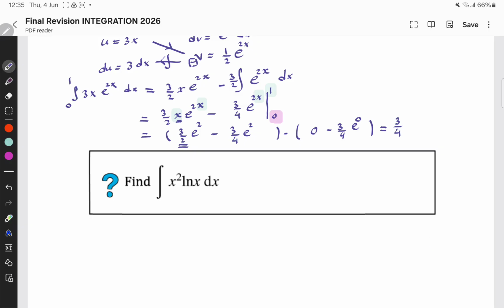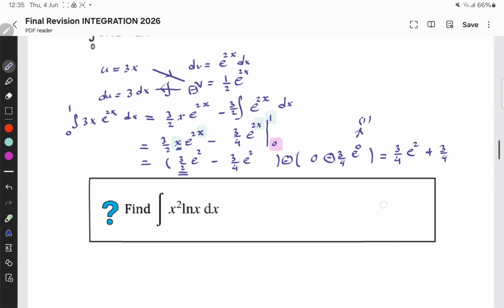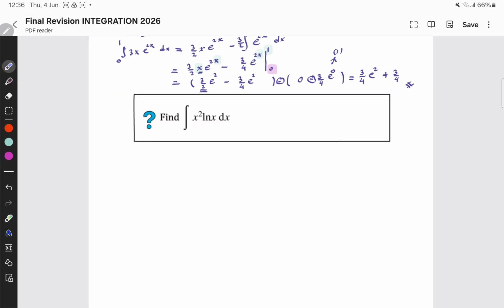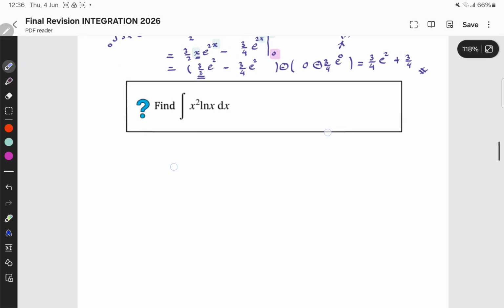3 over 2 minus 3 over 4 is 3 over 4. Minus times that minus, it will be plus 3 over 4 times e to the power 0. As you know, e to the power 0 equals 1. So that is the final answer. And maybe you get a question like that as a proof. Now we are going to another question.